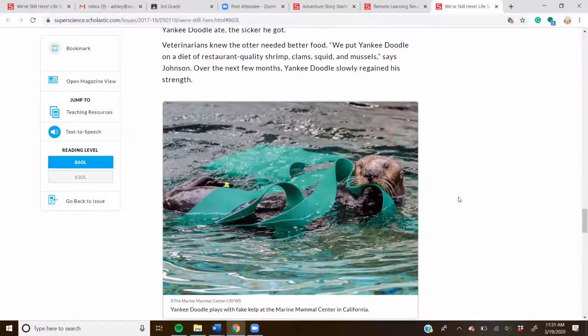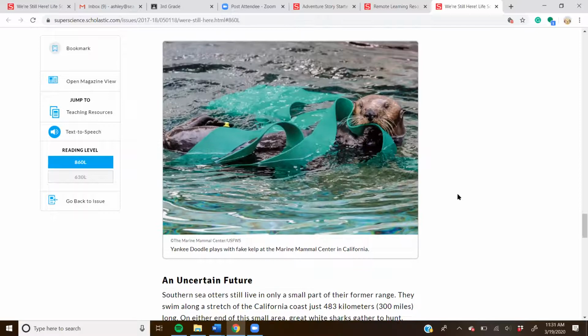Great reading. Thank you. So we have an adorable picture of Yankee Doodle playing with a fake one. I thought he was eating it. No, because it's fake, it says. So I was like, oh, he's just playing with it? Okay. Yes, he's just playing with it.